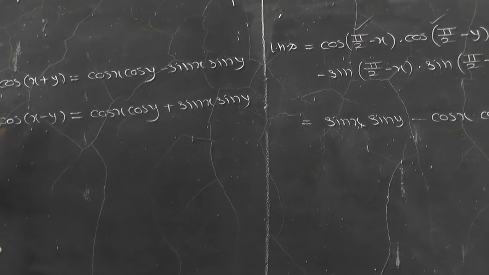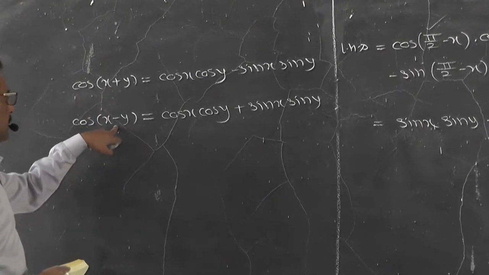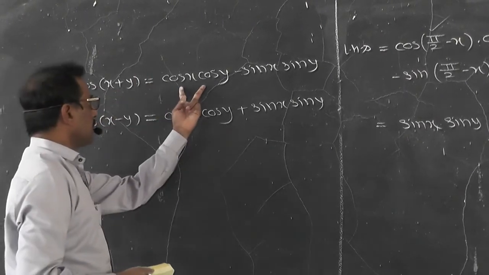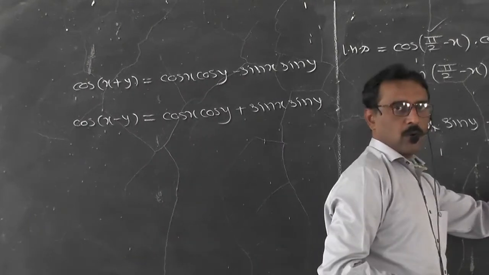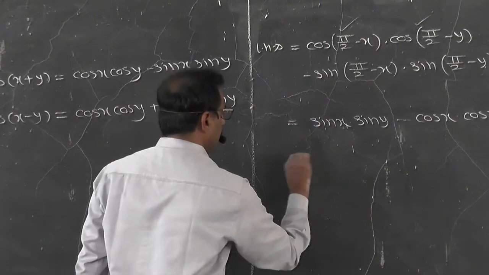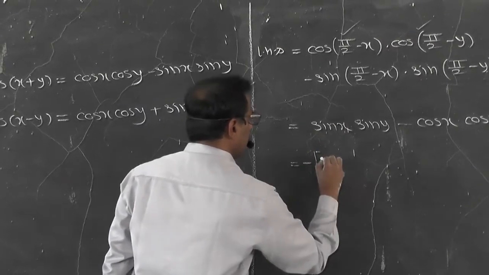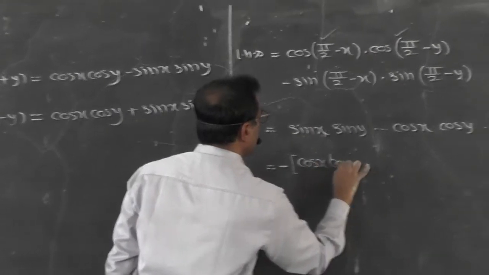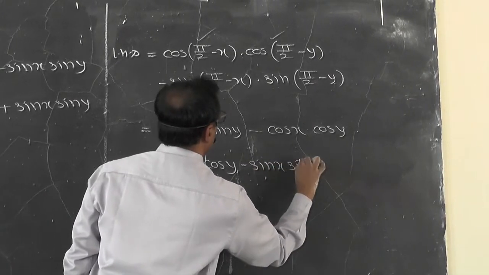Remember one thing: both the cos formula for the sum and the cos formula for the difference start with cos first and sin later on. Here it is sin first and cos later on. So we have to write cos first. In order to write cos first, take minus common. It is minus common: cos x cos y minus sin x sin y.